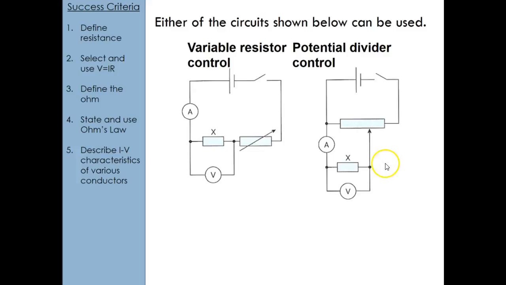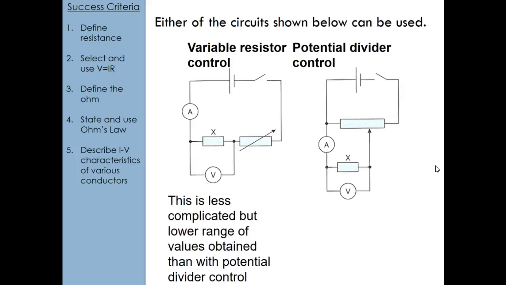Now, we will talk about potential dividers later in the topic. The potential divider is better, and the reason it's better is because we can get a wider range of values. Looks a bit more complicated, but it is the better option. So you may need to be able to talk about that later on, but don't worry too much about it now. Just store that piece of information away until we talk about potential divider circuits.